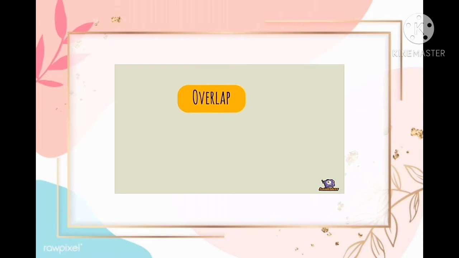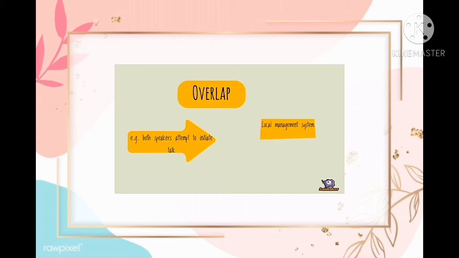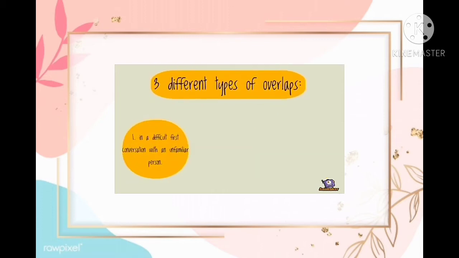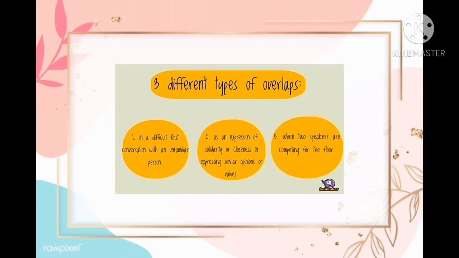Silence is not as problematic as an overlap. Overlaps typically occur when both speakers attempt to initiate talk. In accordance with a local management system, one speaker will stop to allow the other to have the floor. There are 3 different types of overlaps: in a difficult first conversation with an unfamiliar person, as an expression of solidarity or closeness in expressing similar opinions or values, or when 2 speakers are competing for the floor.